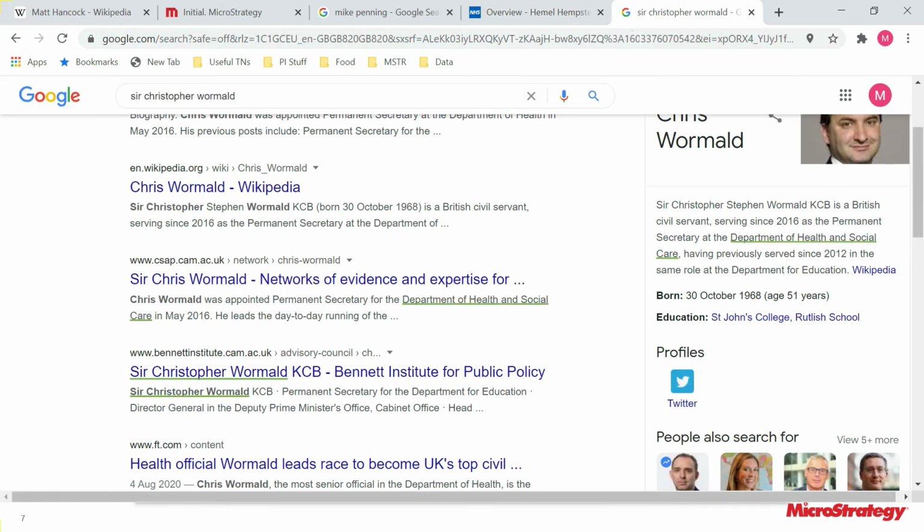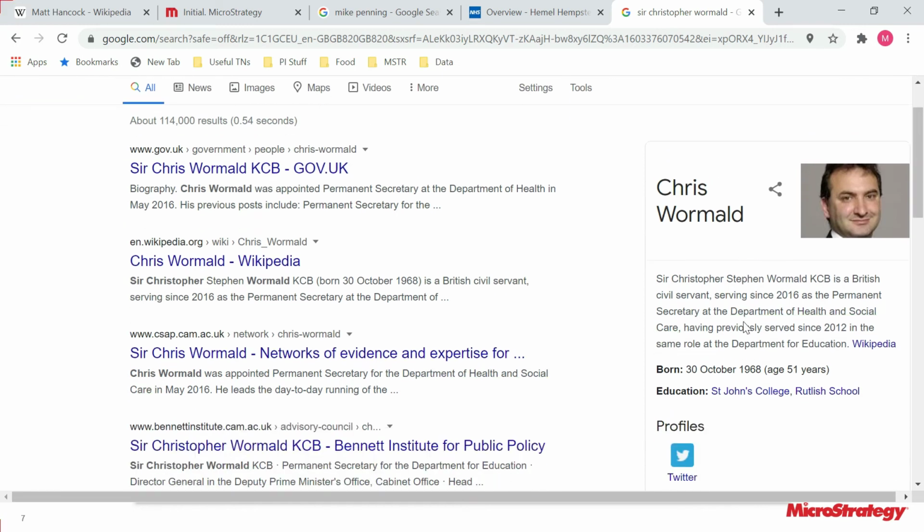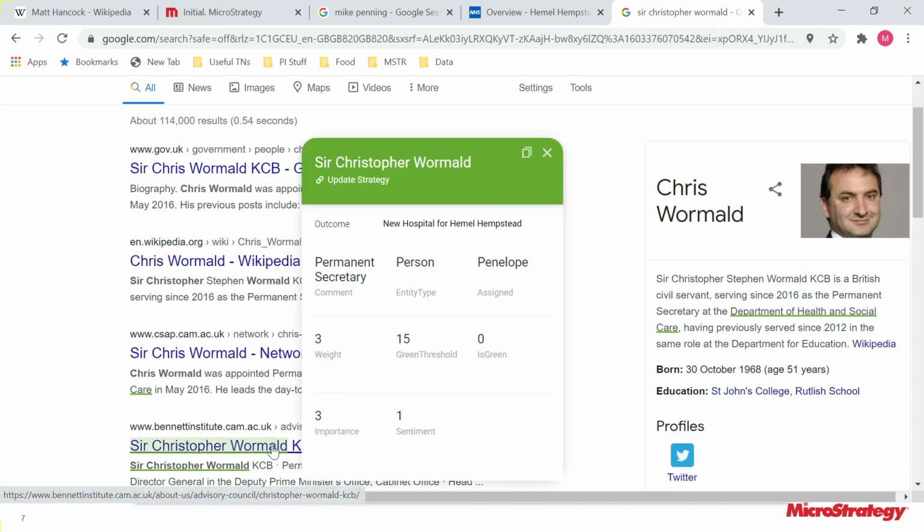And then finally, let's look at Sir Christopher Warmold, who is a Permanent Secretary at the Department of Health and Social Care. So he's actually quite powerful. He's a very high-ranking civil servant. He is supposed to be completely devoid of any political influence, but he is the person who implements policy, and therefore an important person to have on our side if we want our hospital. So let's see what happens if I hover over him. So yep, then again we see that his sentiment is 1. He's fairly, doesn't really care about Hemel Hempstead Hospital, and Penelope's job is obviously to make him care.